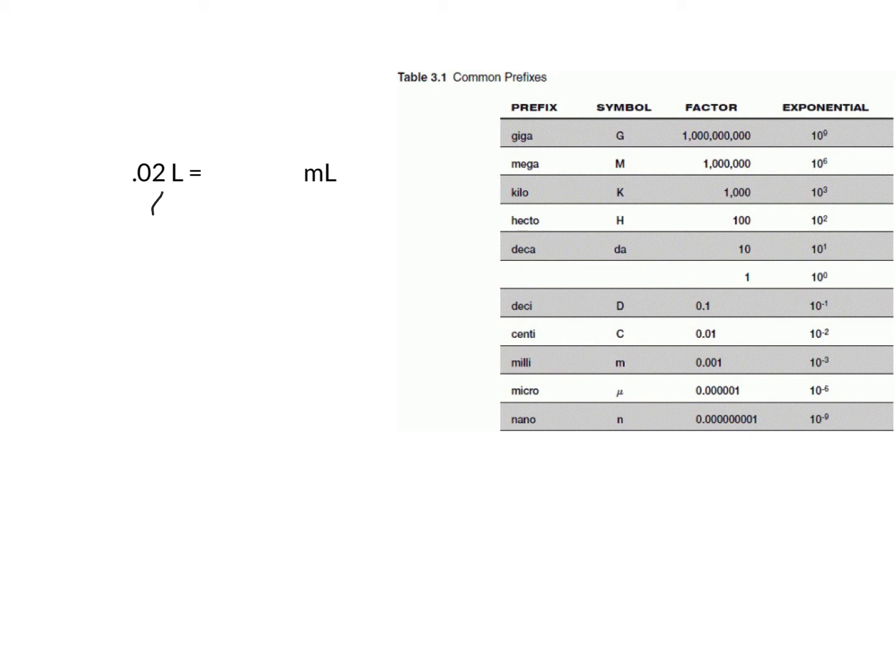So since there's no prefix, it's 10 to the 0. Milli we've already seen is 10 to the minus 3. Minus 3 is less than 0, so I'm going to move 3 spaces towards the smaller number: 1, 2, and 3. Then I'm going to need to add a 0 to take its place. So I get that 0.02 liters is equal to 20 milliliters.